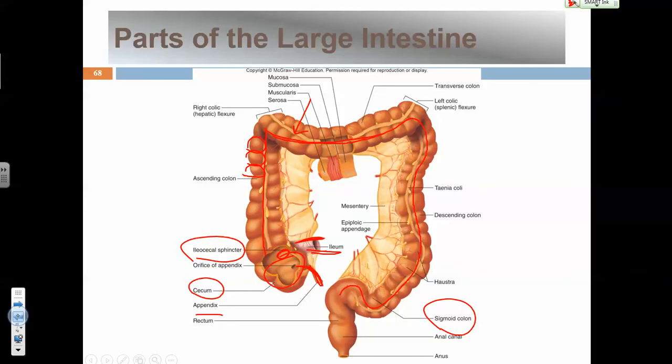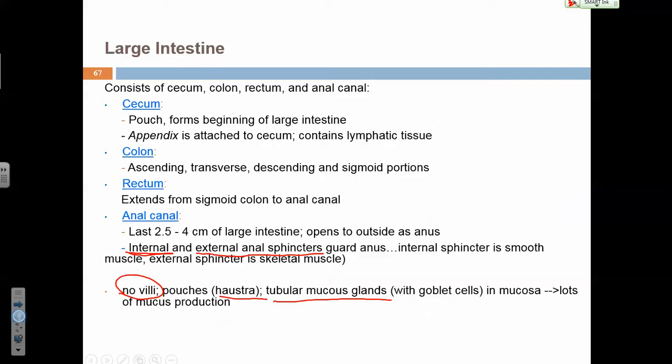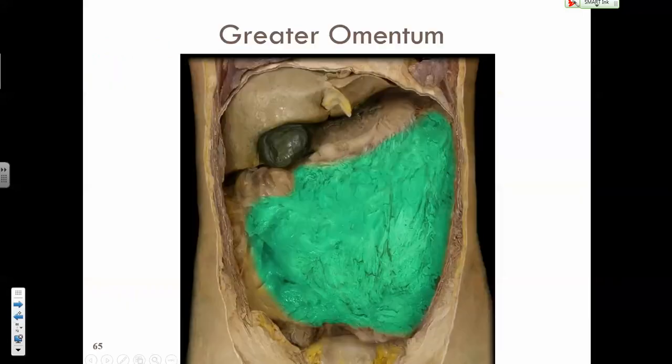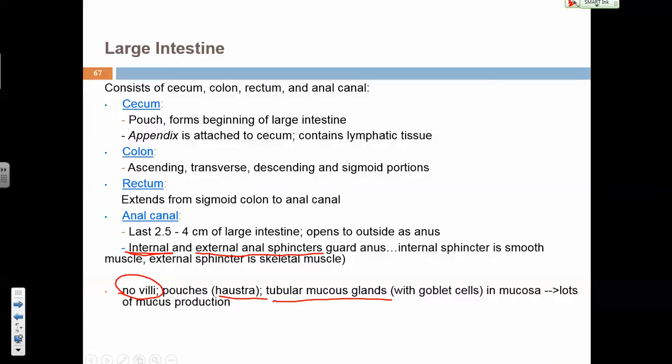Seems like I've missed something here. Oh, what is the function of the large intestine? Do I even have that listed for you? Oh, I hadn't gotten to it yet.